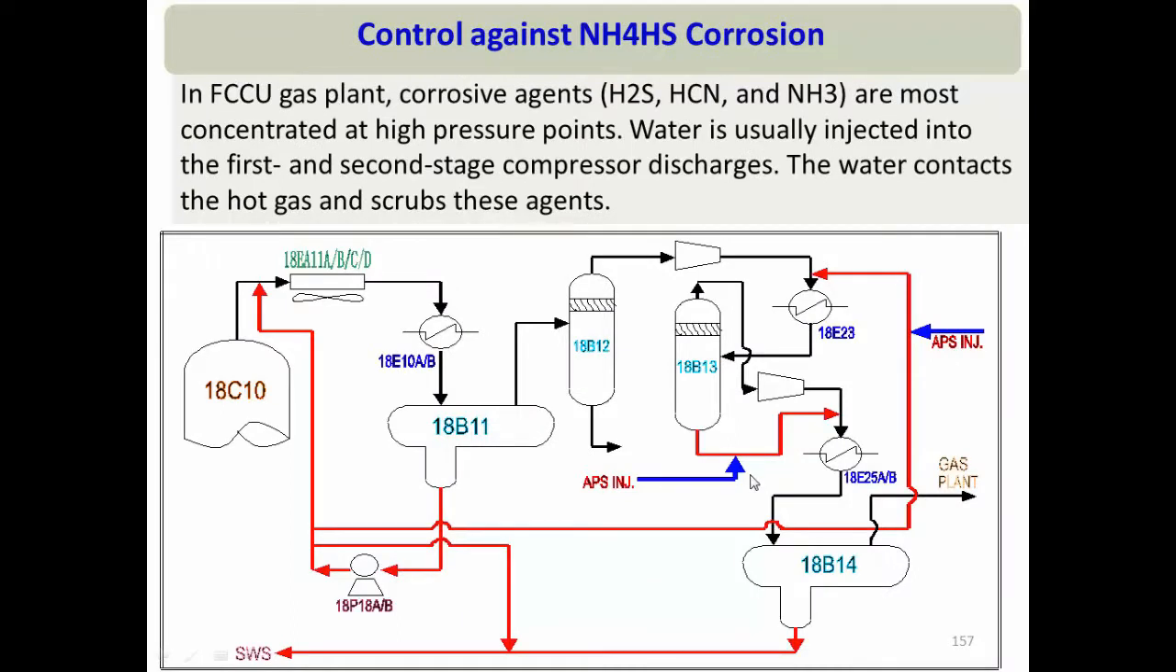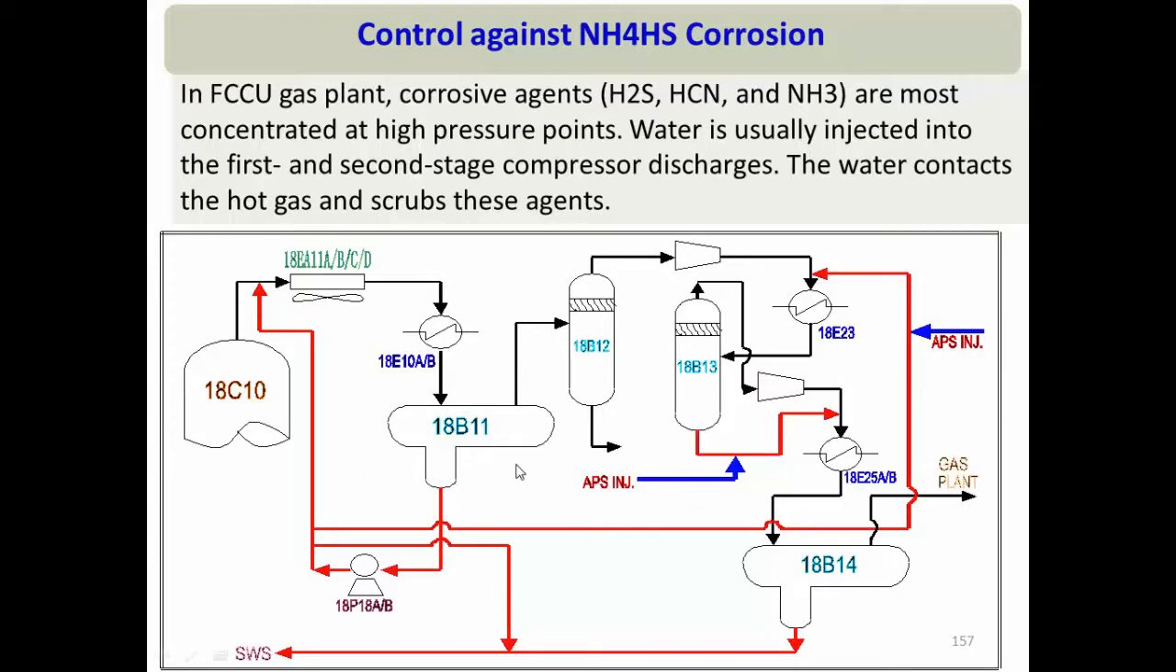Now another important point for FCC. As we know, the solubility of gases generally increases at higher pressure, and because of that, corrosive agents like H2S, HCN and ammonia concentrate at higher pressure points in FCC, I mean at the discharge of the first stage and second stage of the WGC, and because of that we need to add water at those places. So you can see that we have added it at the first stage discharge and similarly at the second stage discharge, with APS as a corrosion inhibitor here. This is one way of water washing in FCC.